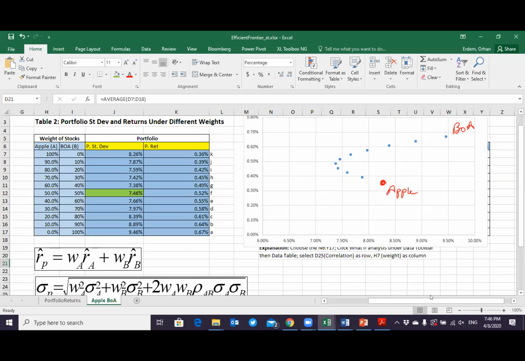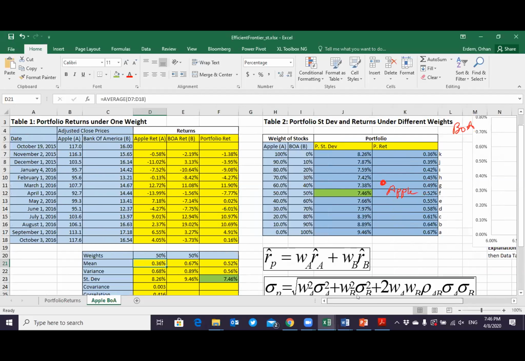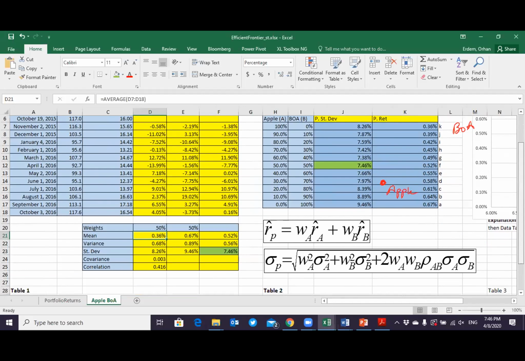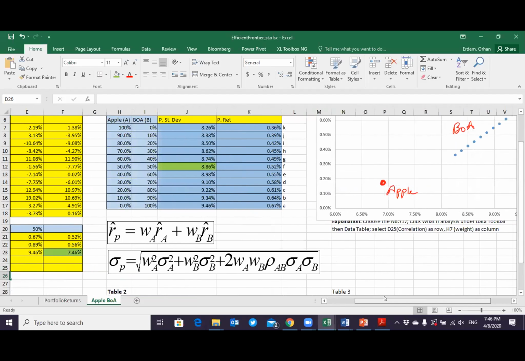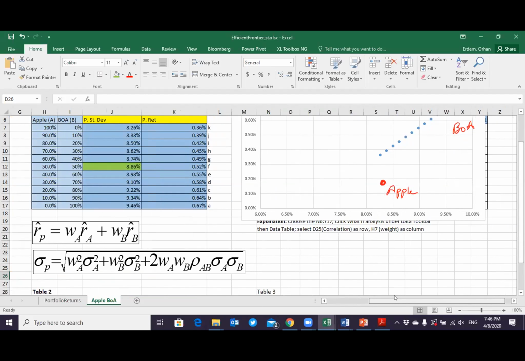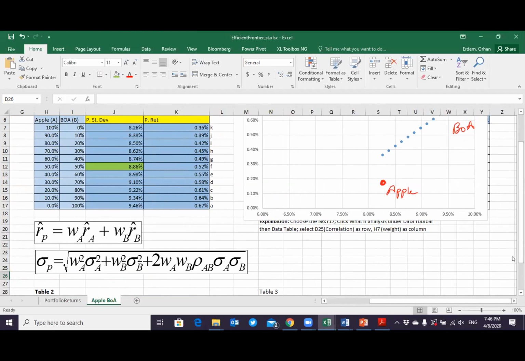It totally depends on the correlation. Now I'm going to change the correlation. Let's go here. I'm going to play with some numbers, so I'm going to scroll down. I'm going to change this correlation to 1. It's not 1, but I'm going to change it to 1, and then take a look at the graph, please. Now it's 1. All numbers changed. So now it is a straight line.